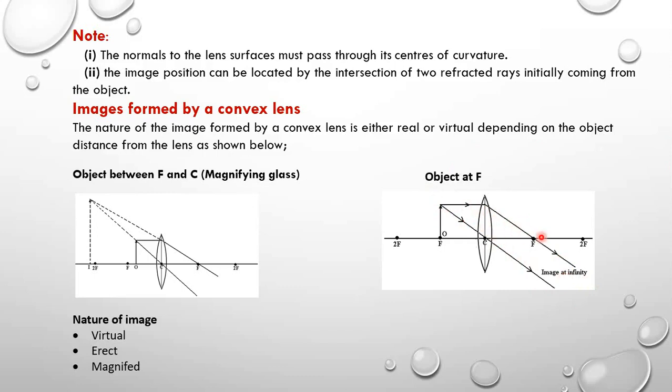And so you'll find that these two rays are going to be parallel. They're going to meet at infinity. So they are parallel, so we shall say that the image is going to be formed at infinity. So the nature of the image is that it is formed at infinity.